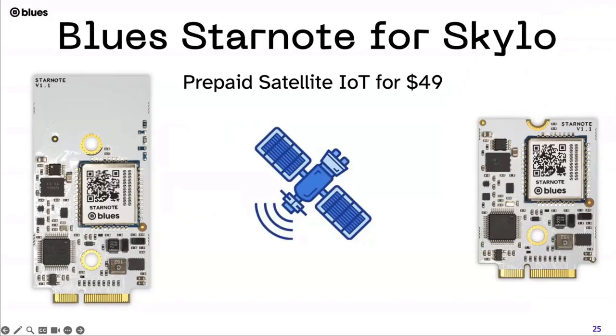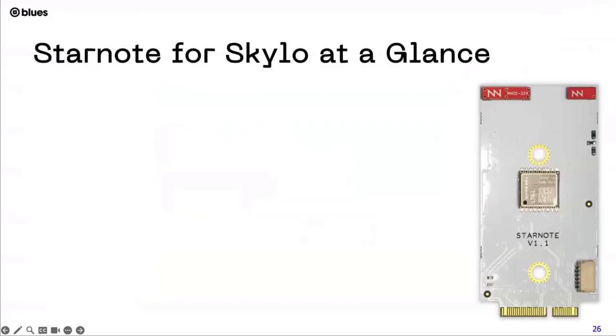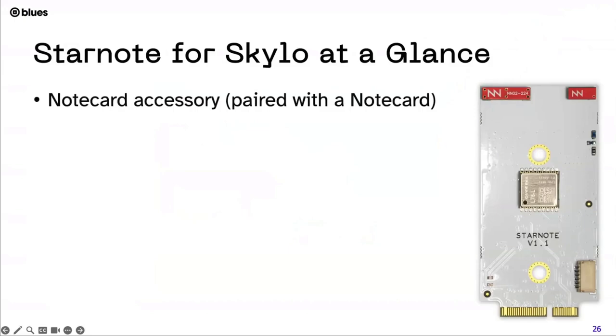Starnote for Skylo is a $49 note card accessory, being a keyword there. It does come in two variants that you see here on the left and right, and I'll explain those in a moment. First and foremost, as I mentioned, it is a note card accessory. This means that Starnote must be used alongside an existing cellular or Wi-Fi note card. It does not run on its own.